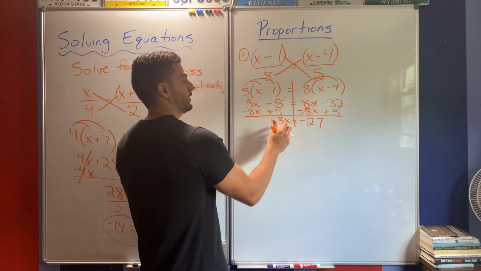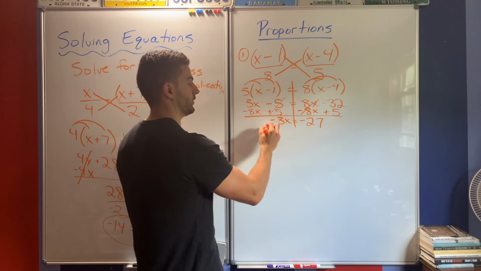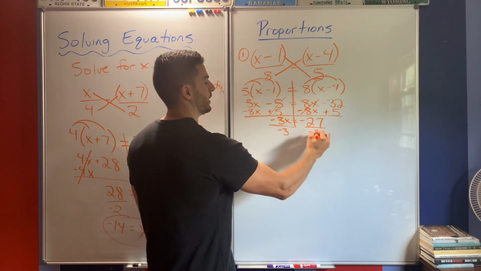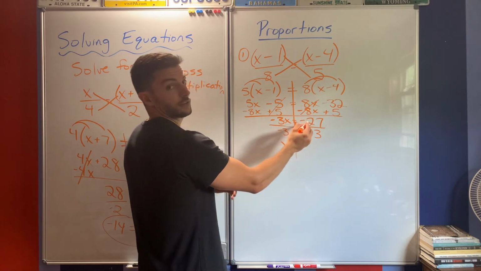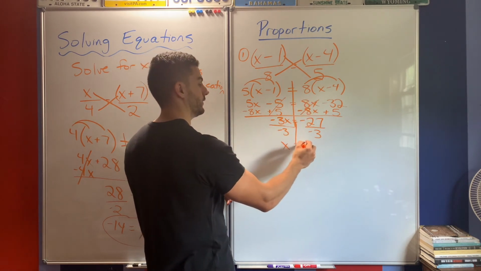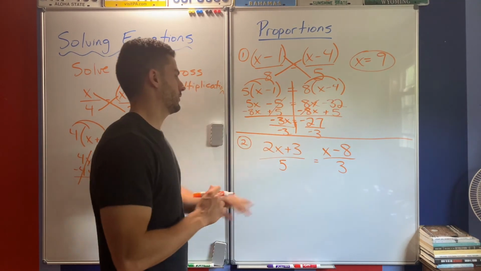Okay. So right now I cancel out this negative 3 times x with division, divide both sides by the negative 3, so I get x equals negative 27 divided by negative 3 gives me a positive 9. Okay, so I move my answer up here. Let's solve out number 2.